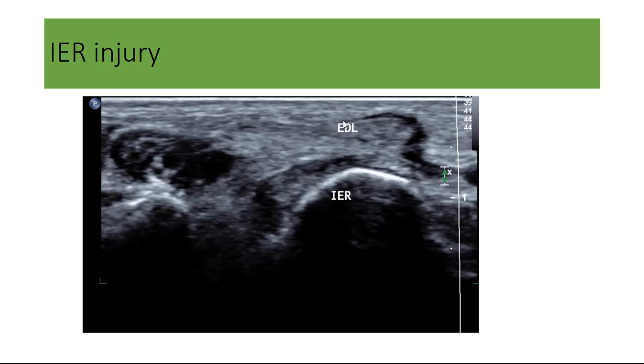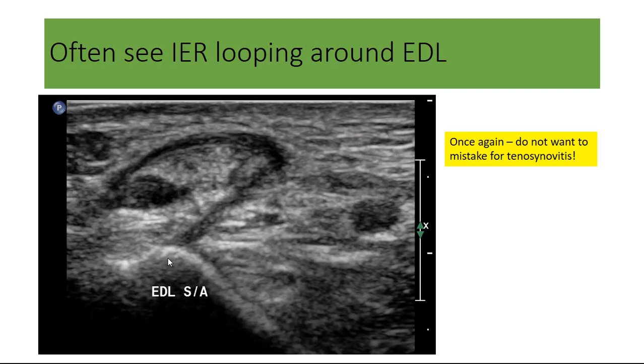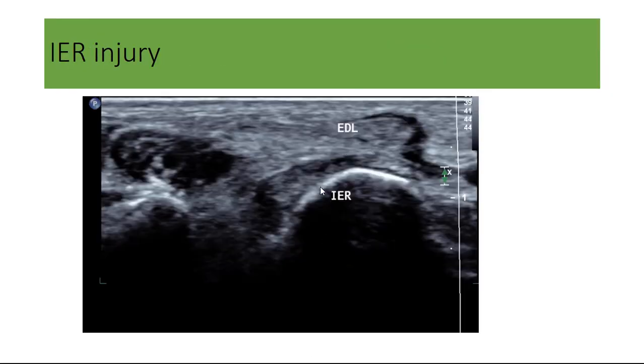This was an injury where the inferior extensor retinaculum tore and it's not looping fully around the extensor digitorum longus, and there was a whole lot of swelling down here. And so you can see on this one how it came back and looped around, and on this one it's come down but it's torn between here and here.